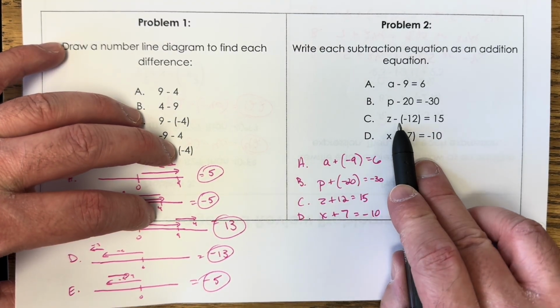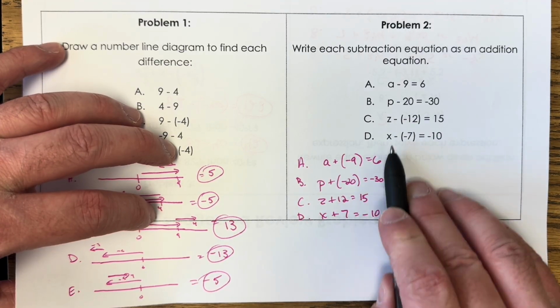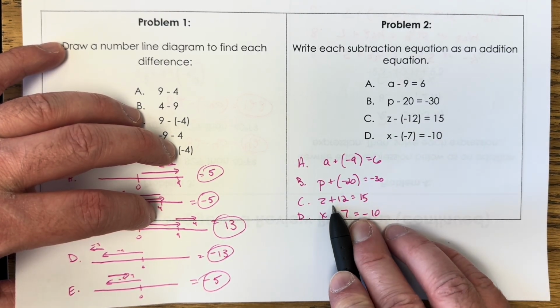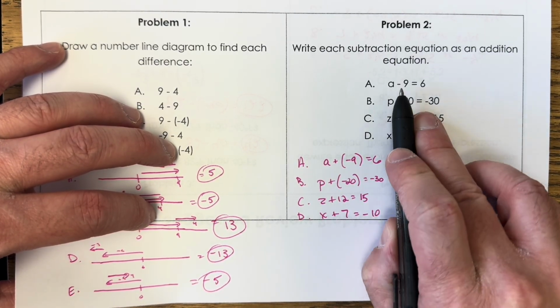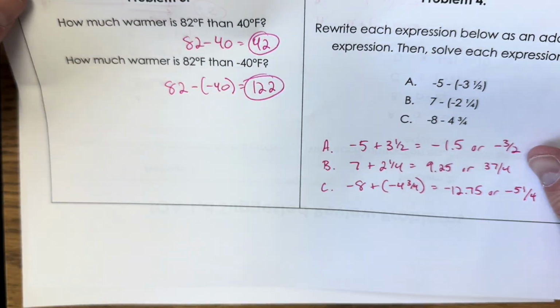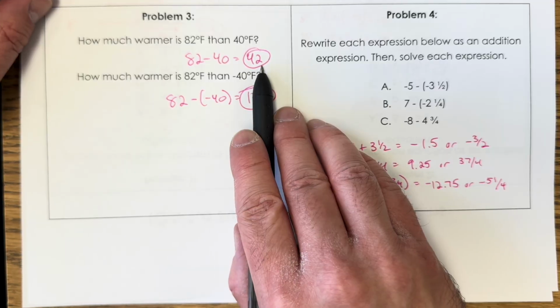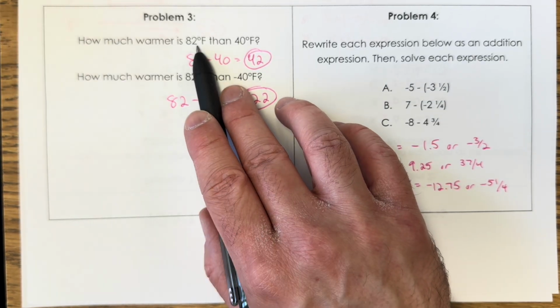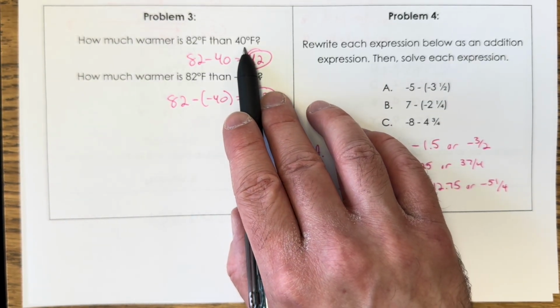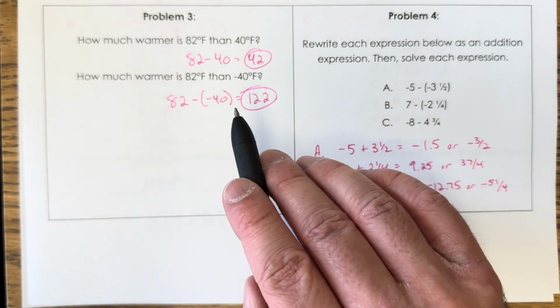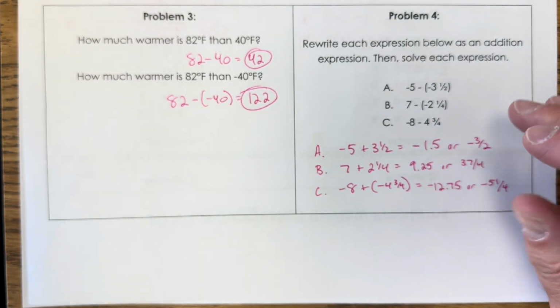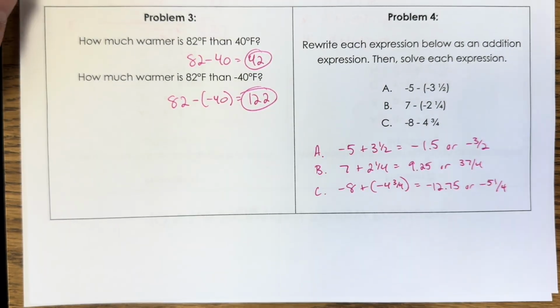Now, C, for example, I got a double negative. I don't have to write another negative sign because the double negative cancels out and makes one plus. Okay? You see how these other two didn't have a double negative. Okay? How much warmer is 82 degrees than 40 degrees? Well, it's 42 degrees warmer. Because if I was in 82 degree weather and there was a 40 degree weather somewhere else, that's a 42 degree temperature change. Same idea here for the second part.